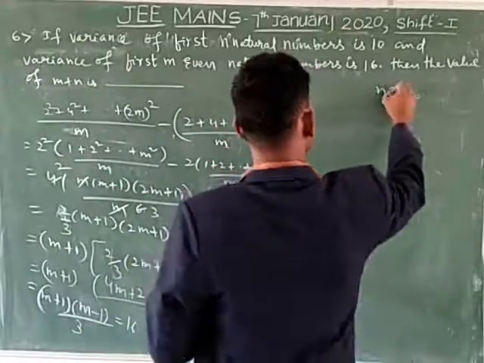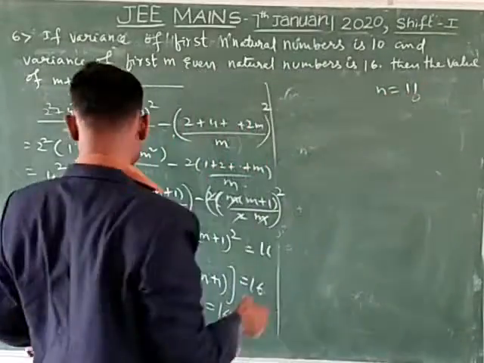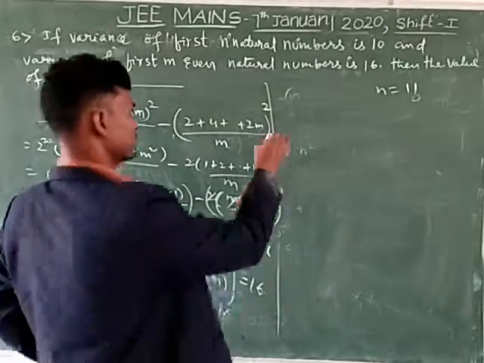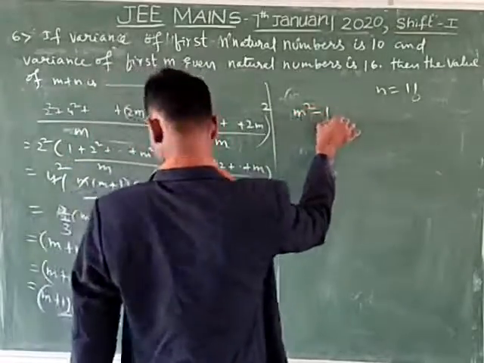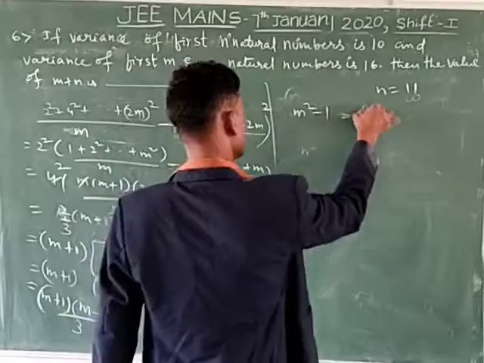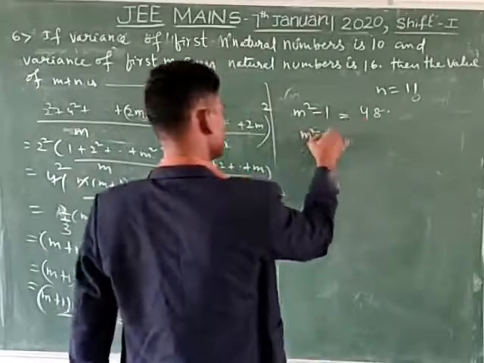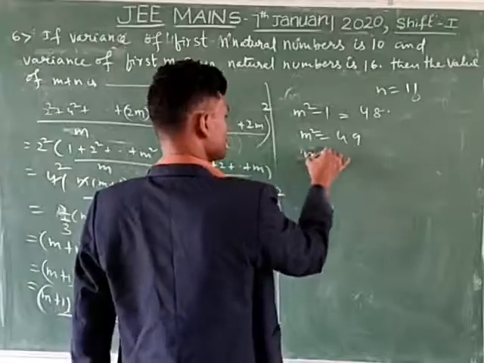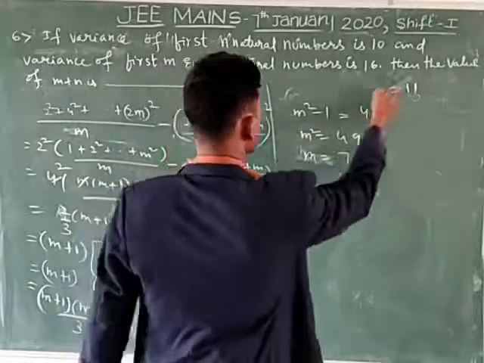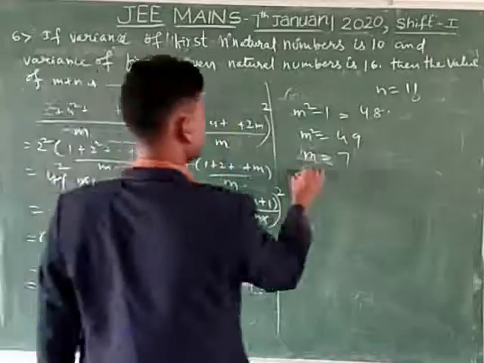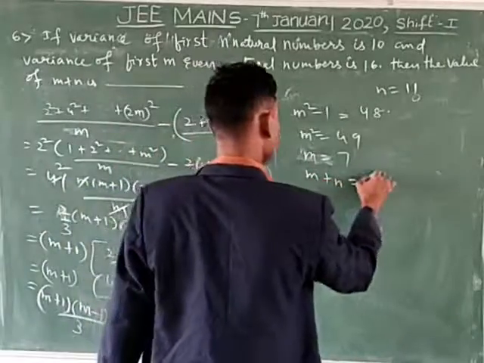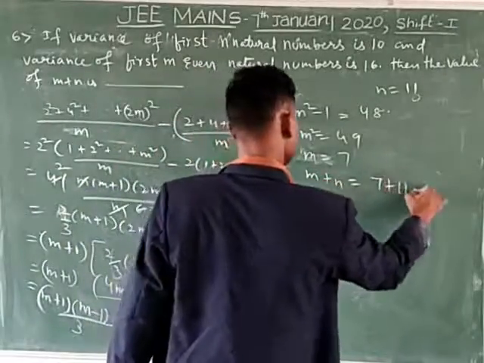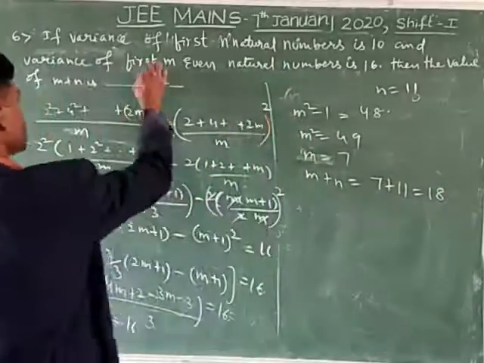Now see here, this n is equal to 11. Now this is (a plus b) into (a minus b) is equal to a squared minus b squared. So (m squared minus 1) by 3 equals 16; cross multiply, 16 into 3 is 48. Then m squared is equal to 49, m is equal to 7. Now they asked the value of m plus n. M plus n is equal to 7 plus 11, is equal to 18. Our answer is 18.